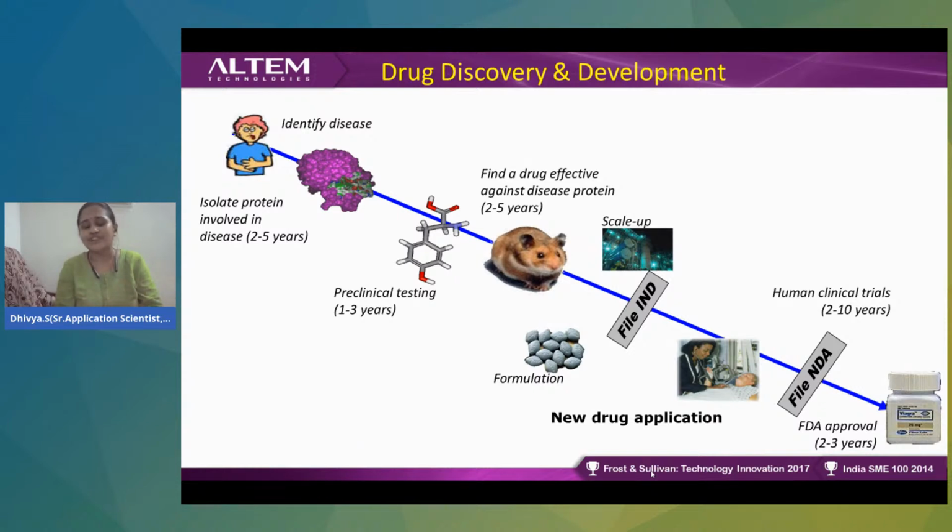Then you identify the druggable site, and we are going to design a drug, and then it goes for preclinical testing, then animal model and in vitro testing, scaling up, formulation, and then only it will go for FDA approval. So when you take this, it takes a minimum of 10 to 15 or 16 years to get a drug into the market. Even though the drug comes into the market, lots of failures will happen.